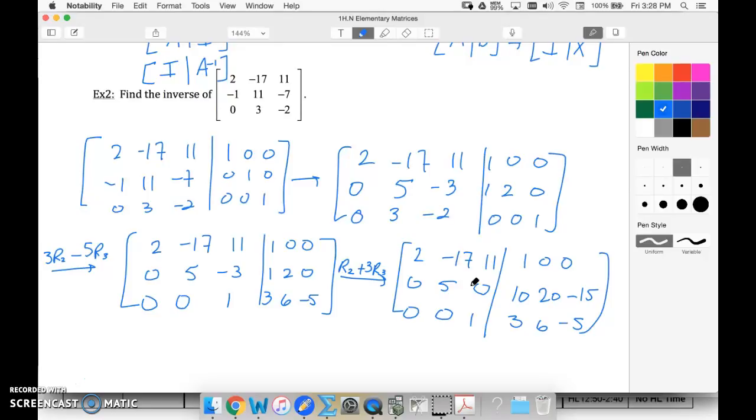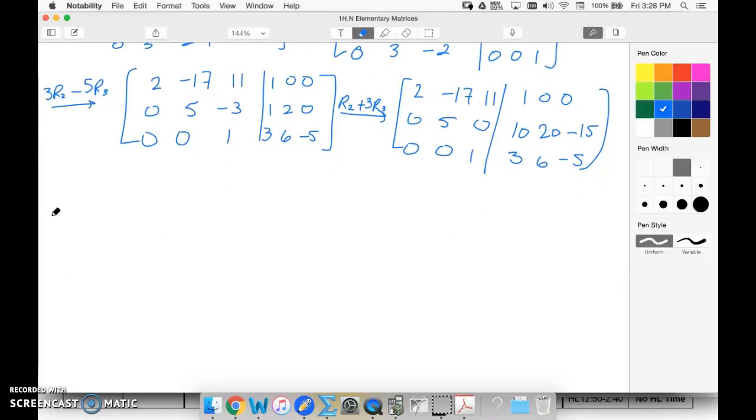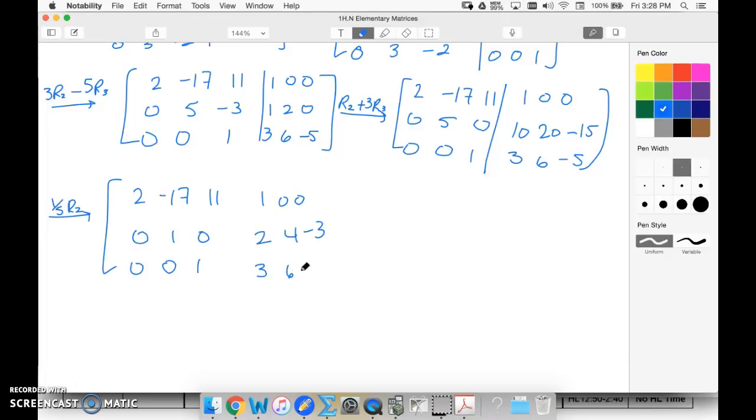So notice if I was still doing my check matrix, I would be finding my individual elementary matrices and multiplying them together to get this product. But performing the row operations each time means that I don't have to find the individual check matrices to find the product. I can just work along using my normal row operations. All right, so like I said, I'm going to divide by 5, so 1/5 row 2, giving 2, negative 17, 11, 1, 0, 0, 0, 1, 0, 2, 4, negative 3, 0, 0, 1, 3, 6, negative 5. All right, last one.